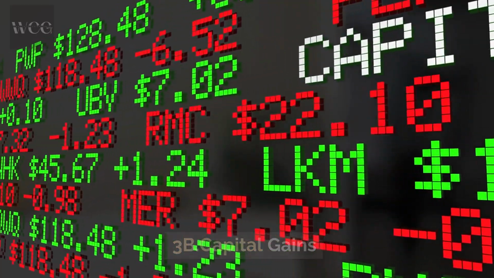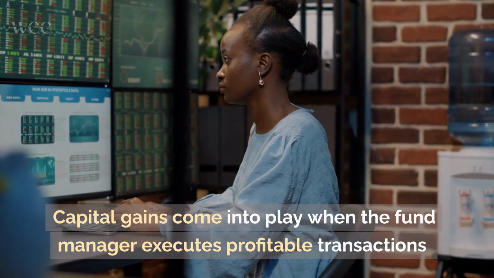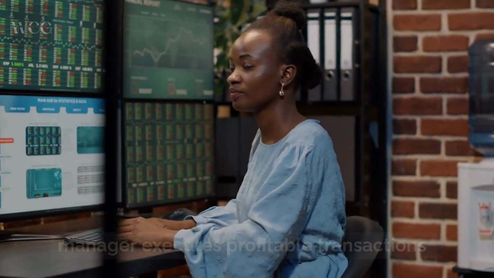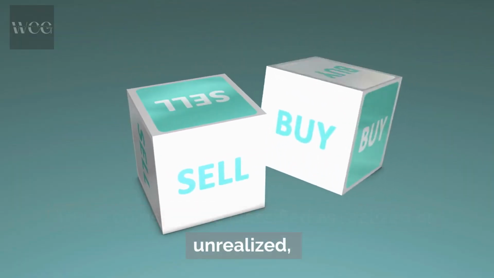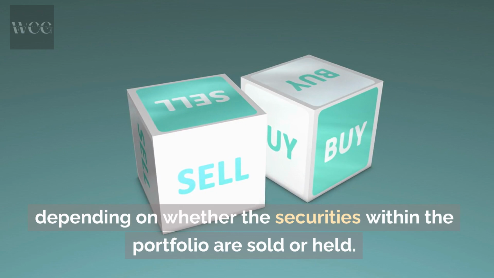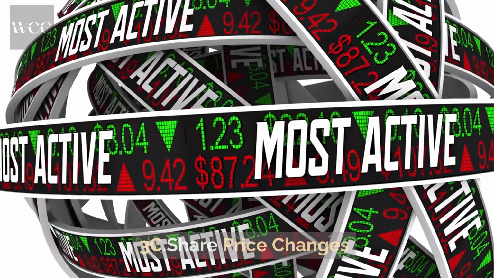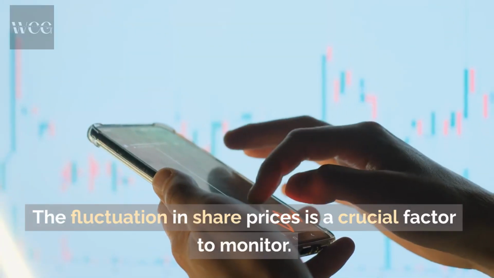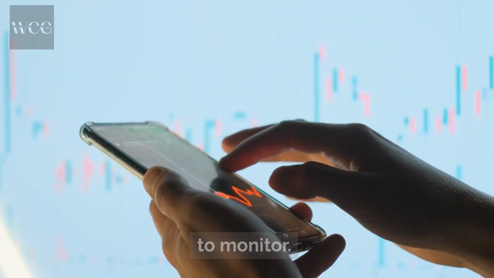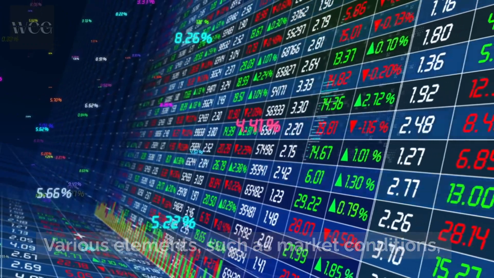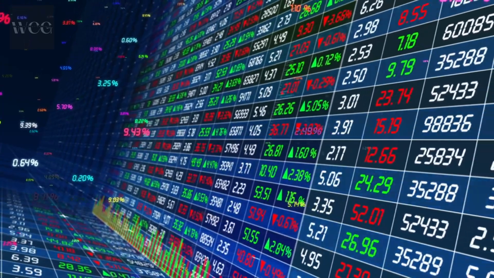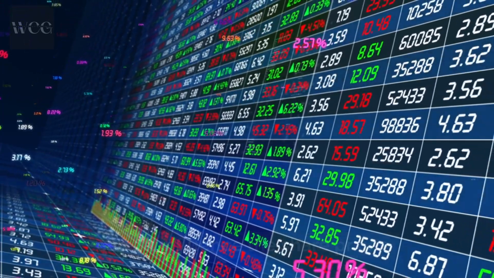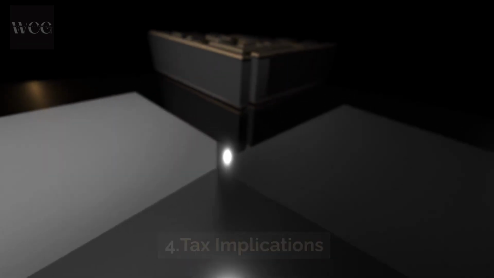3b. Capital gains. Capital gains come into play when the fund manager executes profitable transactions within the fund's portfolio. These gains can be classified as realized or unrealized, depending on whether the securities within the portfolio are sold or held. 3c. Share price changes. The fluctuation in share prices is a crucial factor to monitor. Various elements, such as market conditions, the performance of the fund's underlying securities, and investor behavior, can all influence the share prices.